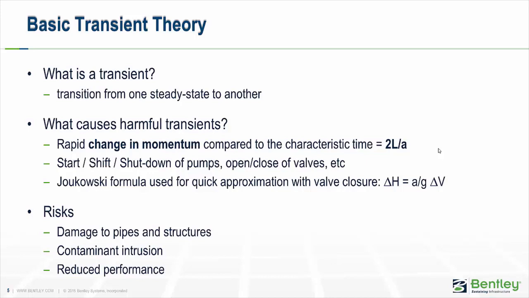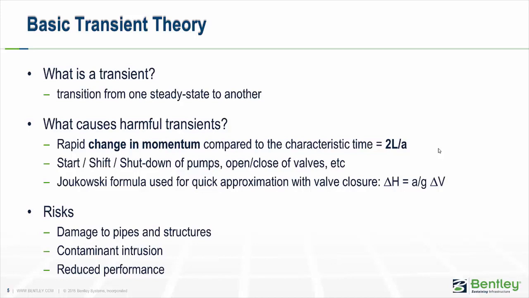There is a standard formula called the Joukowsky equation that you can use to do a quick approximation of the actual magnitude of that hydraulic grade change, or head change, as a result of a change in momentum that's less than the characteristic time. That's really just a rule of thumb. It doesn't account for a lot of different complexities that Hammer can account for. Some of the risks of hydraulic transients: obviously it can damage the pipes if it exceeds the rating of the pipe.